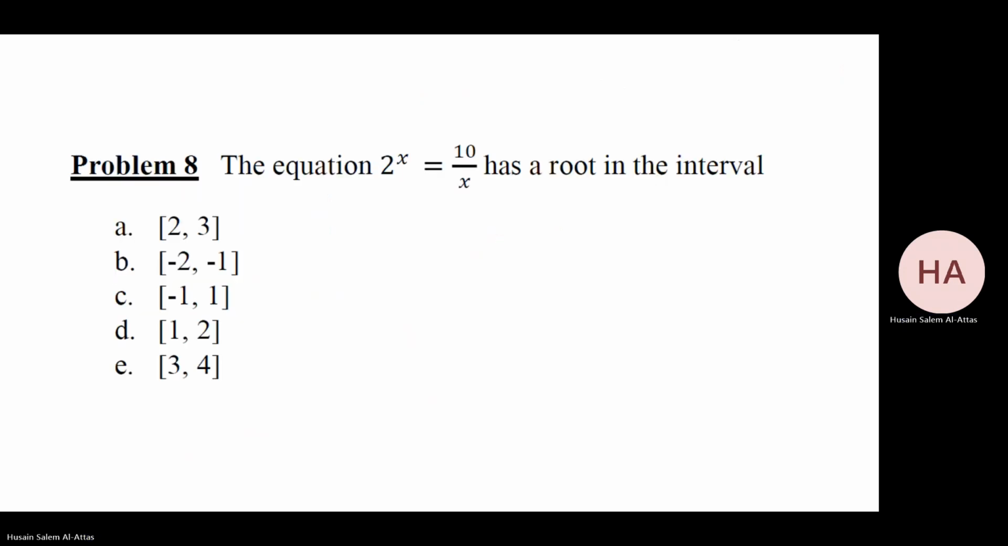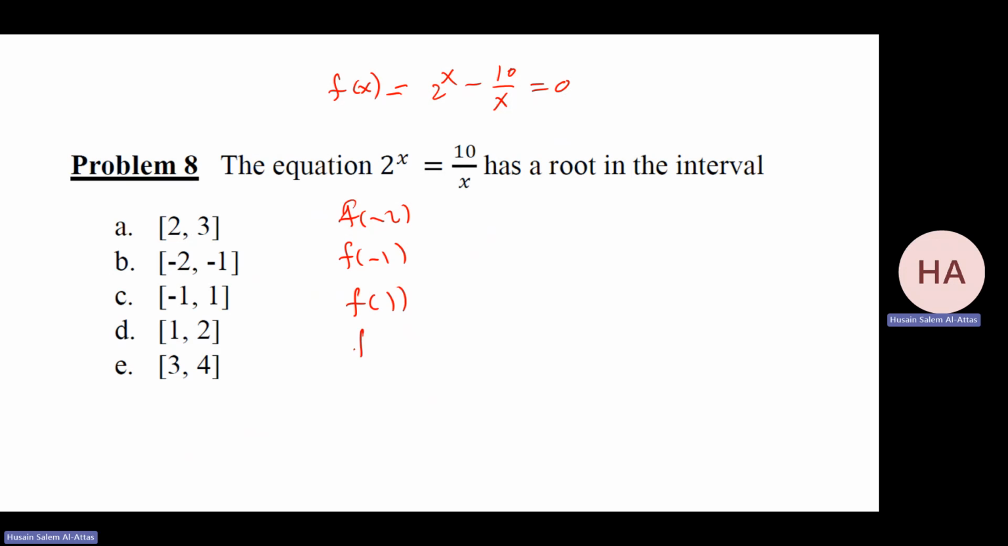Answer. The equation has a root in this interval. So first, make it equal to 0. So this is my function. And I will check f of 2, f of 3, f of, let me do it backward, like we did before. So I have f of minus 2, f of minus 1, f of 1, f of 2, f of 3, f of 4. Positive, negative.